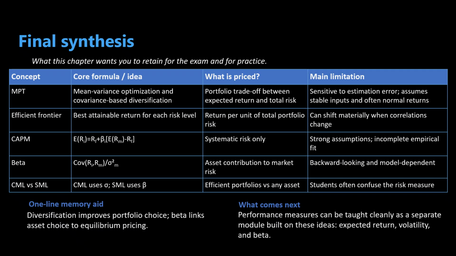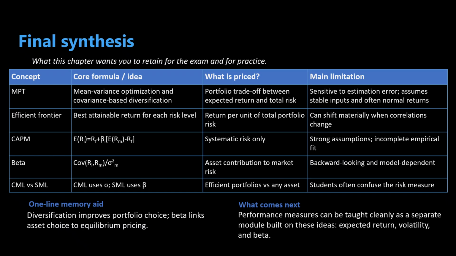Capital Asset Pricing Model, CAPM. It is the equilibrium pricing model. The formula is E(R_i) = R_f + beta_i × (E(R_M) − R_f). What is priced? Systematic risk only. Idiosyncratic or firm-specific risk carries no expected return premium. The main limitations are the strong simplifying assumptions and imperfect empirical fit.